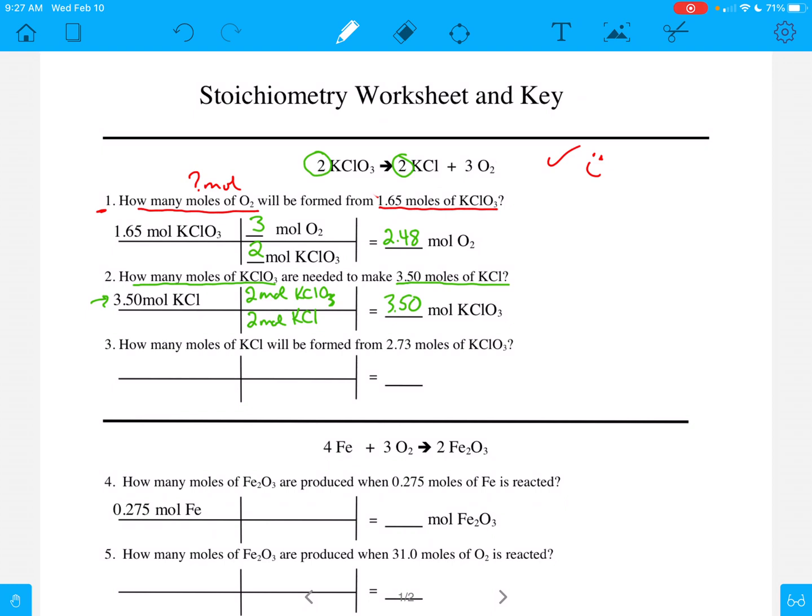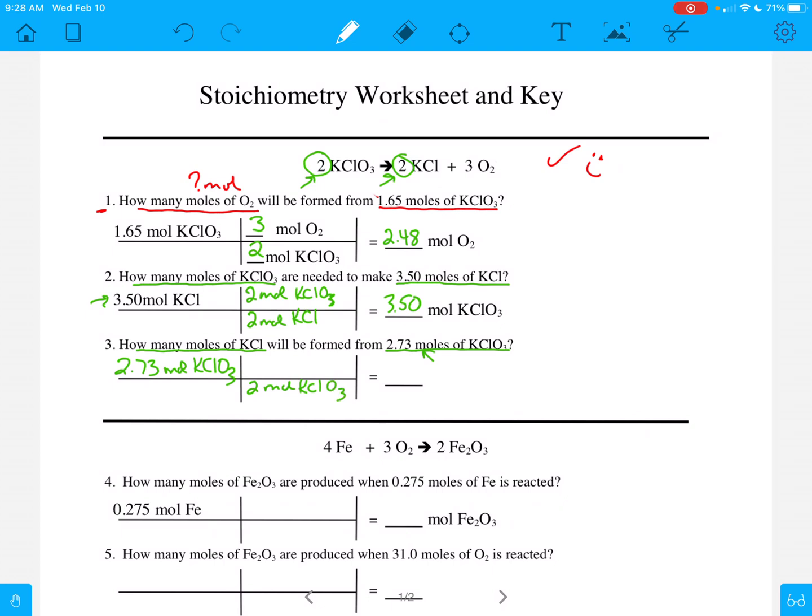Okay? Now the next one says, how many moles of KCl, so I'm going to underline that, how many moles of KCl will be formed from 2.73 moles of KClO3. Well, let's see, I have to start with what I've been given number-wise, right? So I'm going to put 2.73 moles of KClO3 here. And again, I'm doing a mole ratio because it's from moles to moles. So I need to know the KCl and KClO3 mole ratio. Well, there it is. It's a 2-to-2 ratio again.